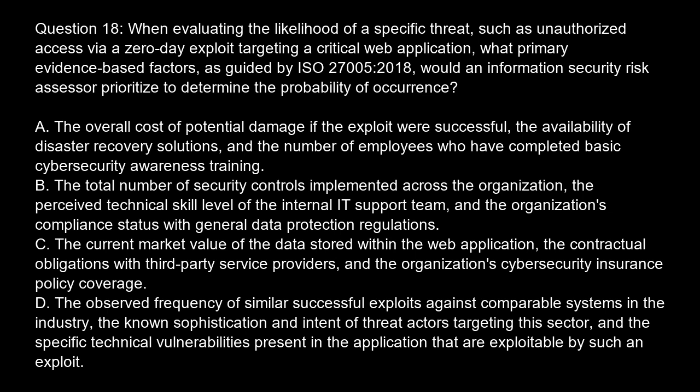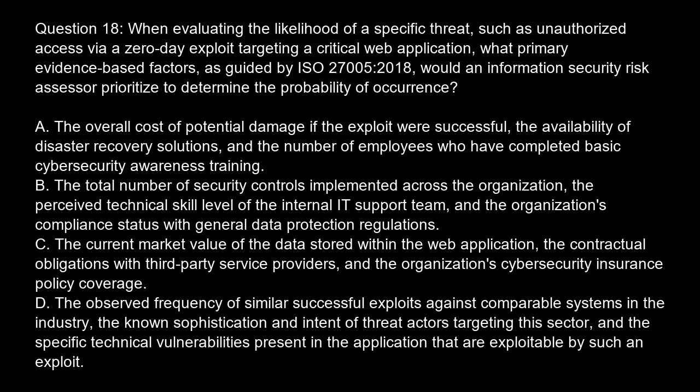Question 18. When evaluating the likelihood of a specific threat, such as unauthorized access via a zero-day exploit targeting a critical web application, what primary evidence-based factors, as guided by ISO 27005:2018, would an information security risk assessor prioritize to determine the probability of occurrence? Option A. The overall cost of potential damage if the exploit were successful, the availability of disaster recovery solutions, and the number of employees who have completed basic cybersecurity awareness training.